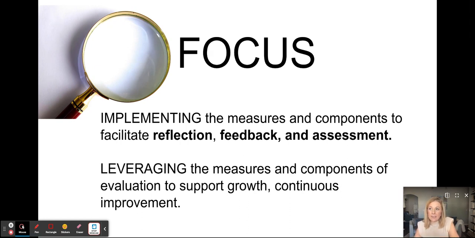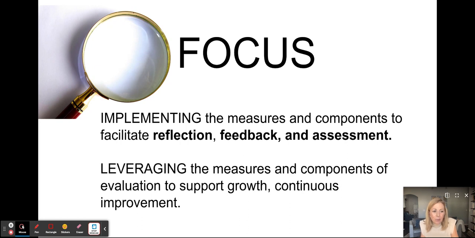If the purpose of teacher evaluation, which I believe it is, is to support the growth of practice and continuous improvement, in order to change practice, you have to be able to reflect on your existing practice. You need feedback on what is going on and whether you're making improvements. And we need assessment data.